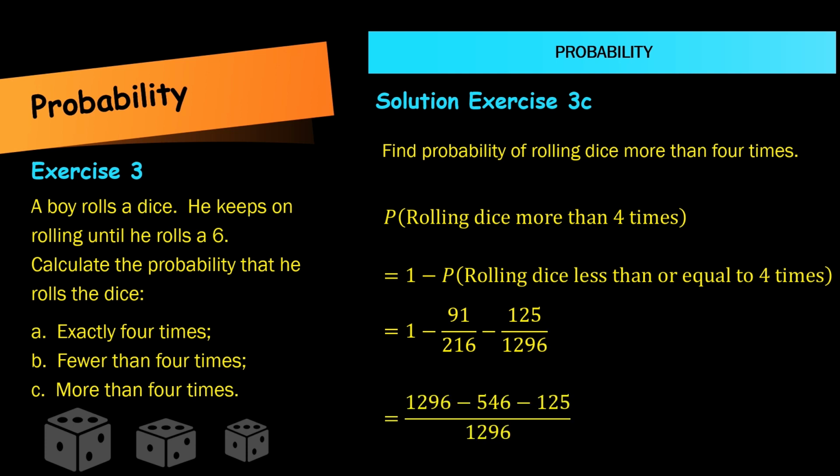And tidying up gives us this expression, which is equal to 625 out of 1296.